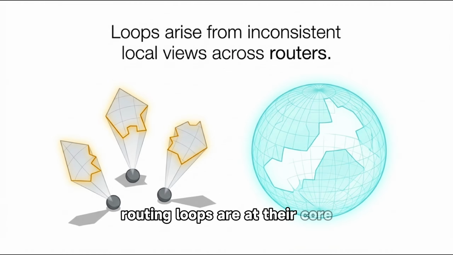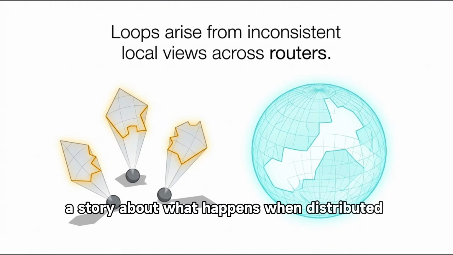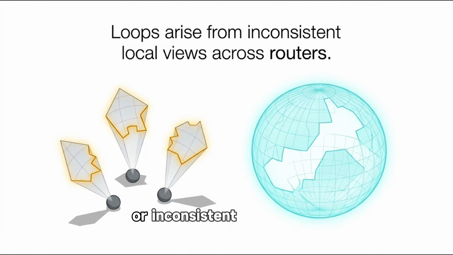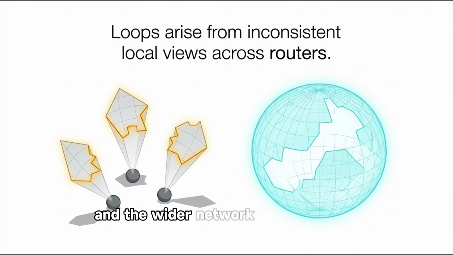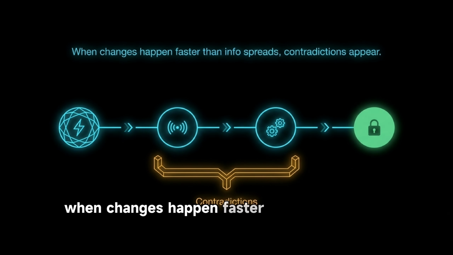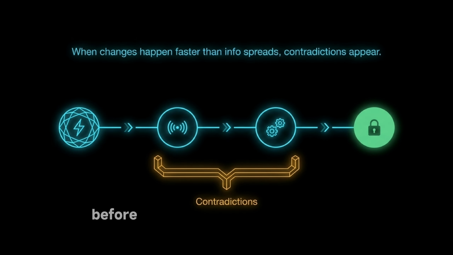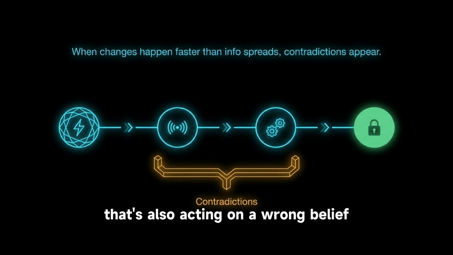Routing loops are, at their core, a story about what happens when distributed systems act on incomplete or inconsistent information. No single router in a network has a perfect, real-time picture of everything happening everywhere. Each one knows its local neighborhood well, and the wider network approximately. When changes happen faster than information spreads, when a link fails before every router has heard about it, there's a window where different routers hold contradictory beliefs. Some know the path is gone, others think it still exists. And in that window, if a router acts on a wrong belief by sending traffic to a neighbor that's also acting on a wrong belief, a loop closes.